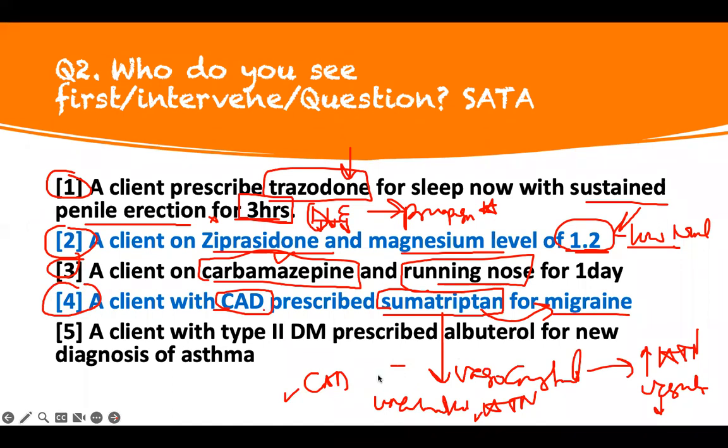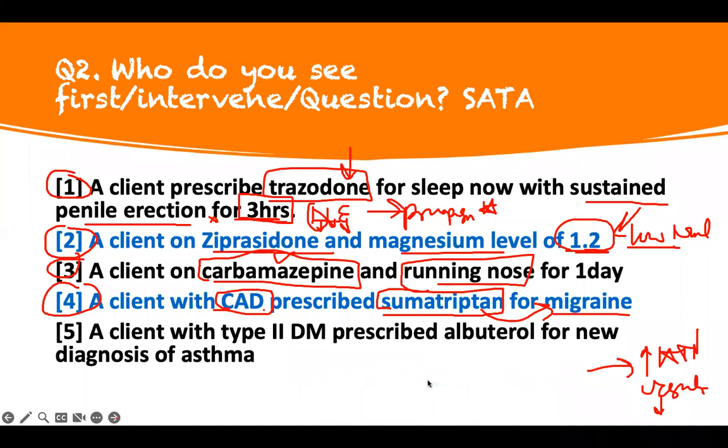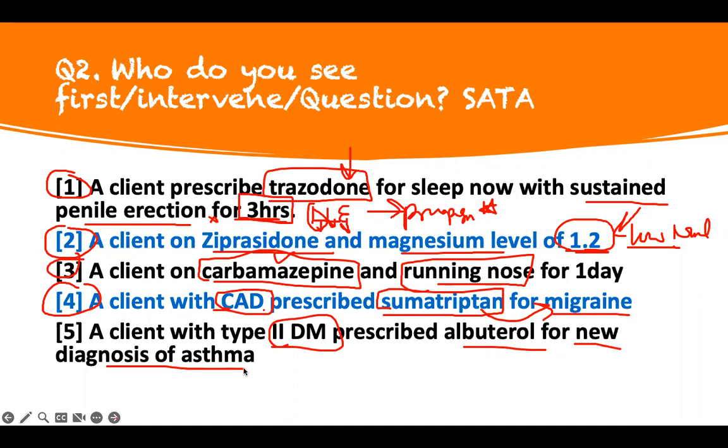You seeing the picture now? Yeah, that's the idea. You have to break it down, divide it into two, and bring your content and realize this is a problem. A client with type 2 diabetes prescribed albuterol for new diagnosis of asthma. Think about it. Albuterol is an agonist, right?